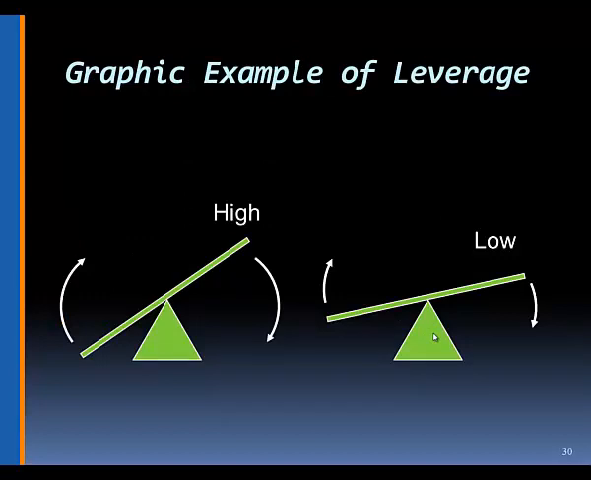You can relate this to a teeter-totter. If a firm is more levered, when its sales increase, its operating income will rise more rapidly. The same thing happens if sales drop. Their operating income will drop more rapidly. The less levered firm, their sales increase, but their operating profit increases at a slower rate, and vice versa.